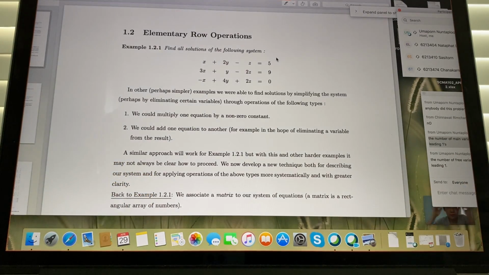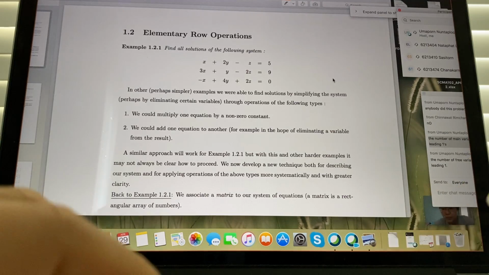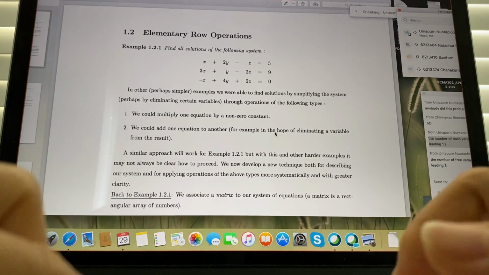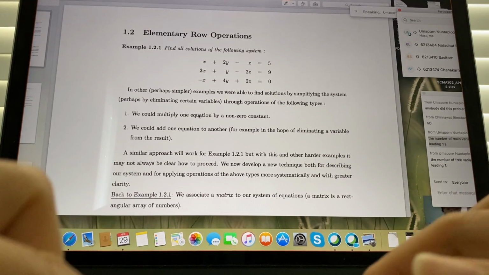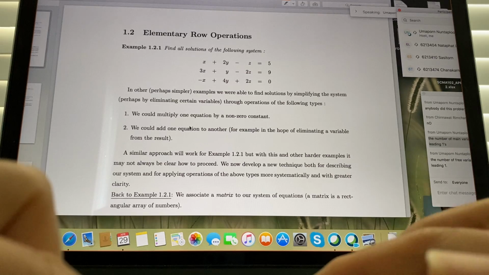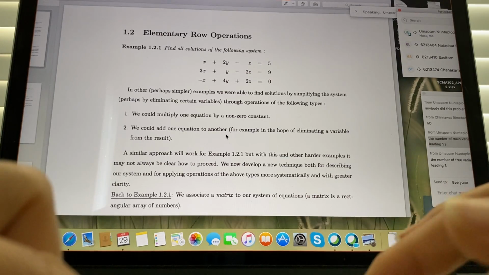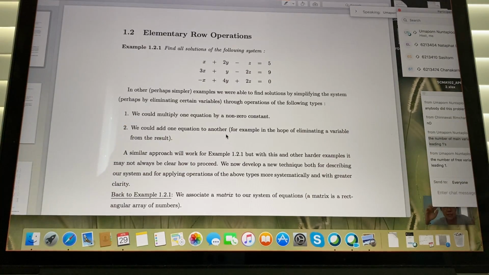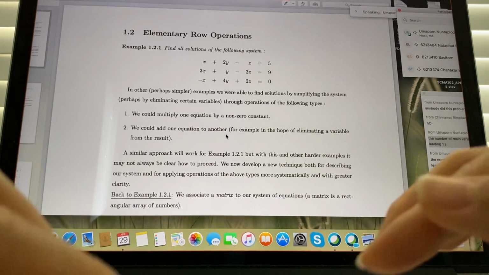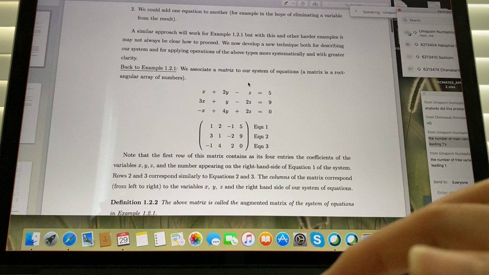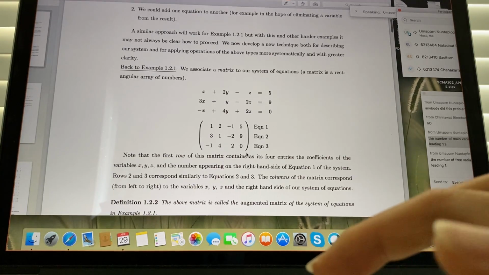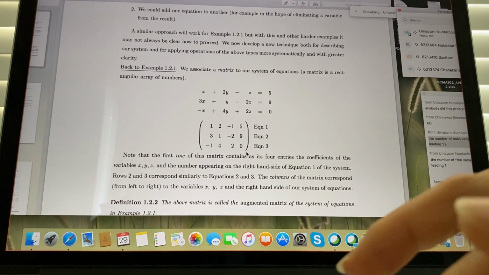For elementary row operations, if you only do row operations, this is the rule. You can multiply one equation by a non-zero constant. You can add one equation to another, just like we have 2R3 minus R1, something like that. And back to this example, this is how you write the augmented matrix, okay?